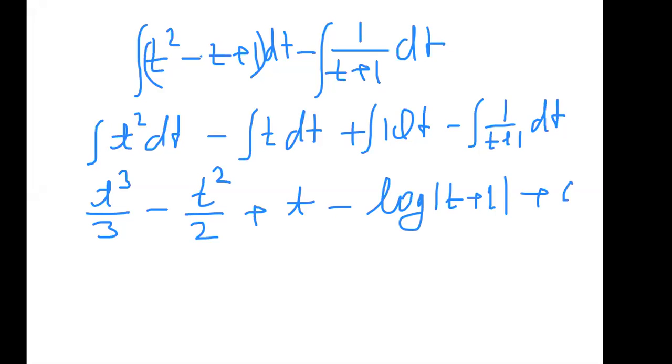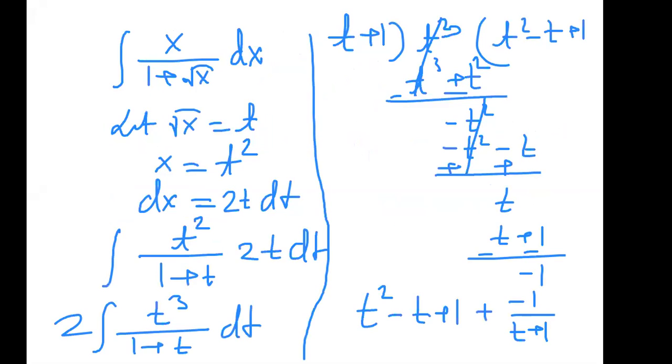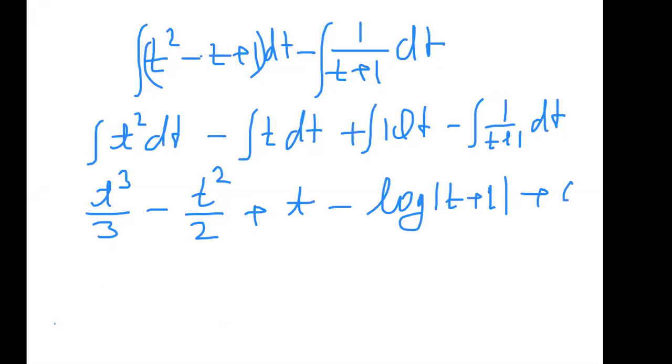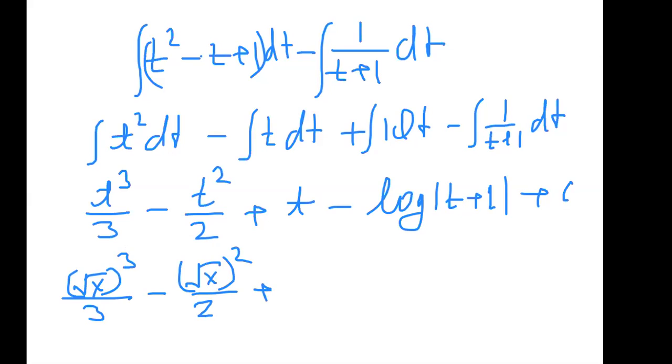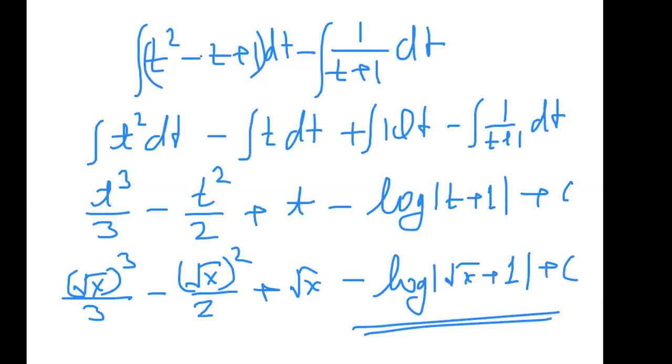Now what we have supposed t, what was the condition for t? T was square root of x. So I need to put now t as square root of x. So under root x to whole cube by 3 minus under root of x to whole square by 2 plus root x minus log mod root x plus 1 plus c will be the answer for this particular question.